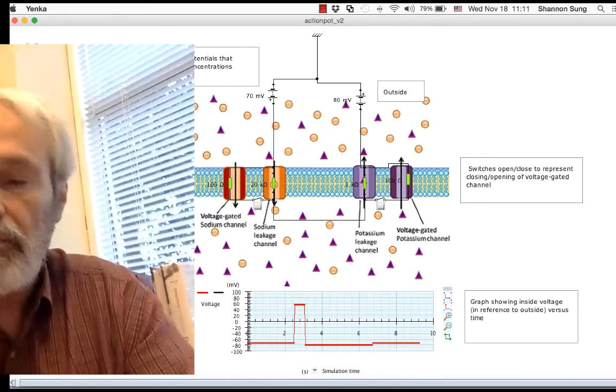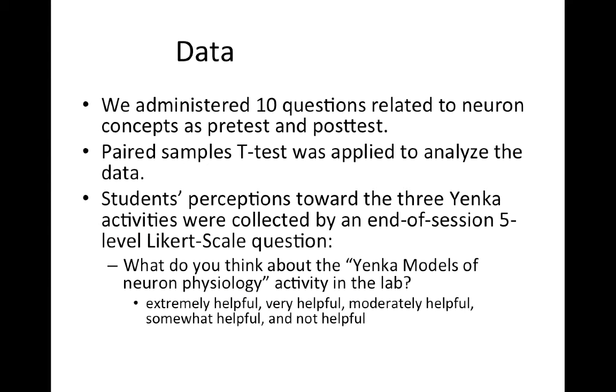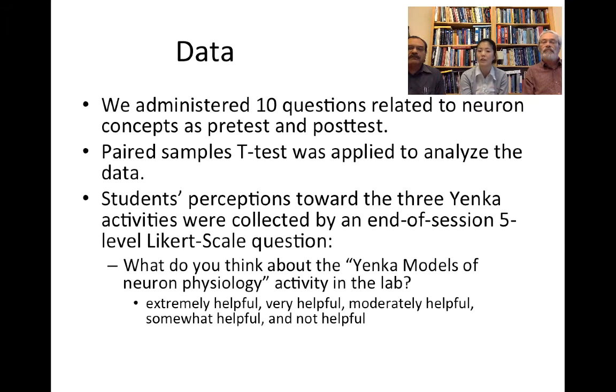In which they are filling in the high permeability, which means that the conductance is high and the resistance low. So they are able to do the authentic assessment, in which we can detect whether students understand it fully or not, to analyze the data. Students' perceptions are also one of the main components we are interested in. So we use the five-level Likert scale ranging from extremely helpful to not helpful at all for questions such as, what do you think about the Yenka model's neuron activity in the lab? And the students answer that on the survey.